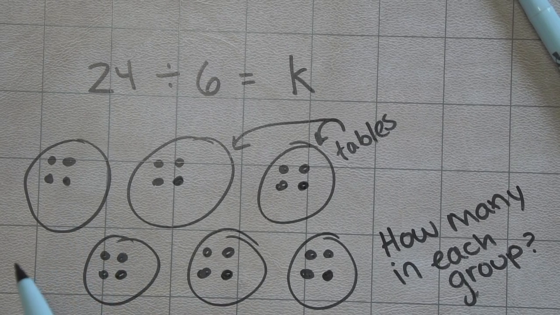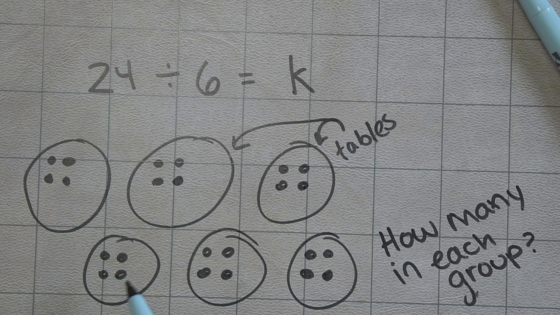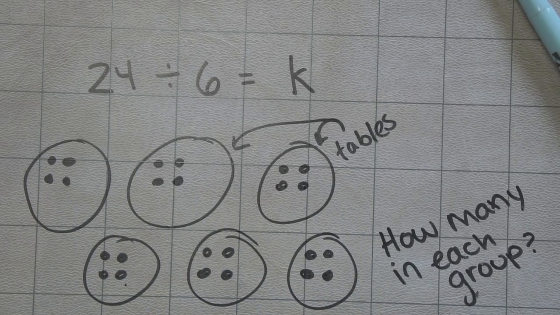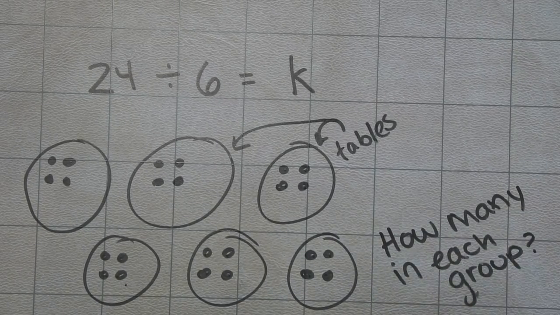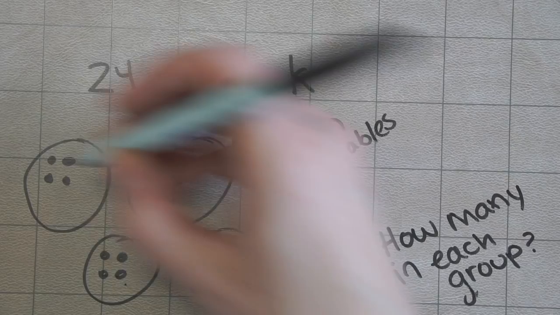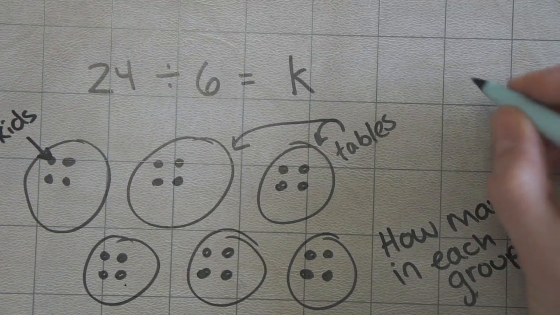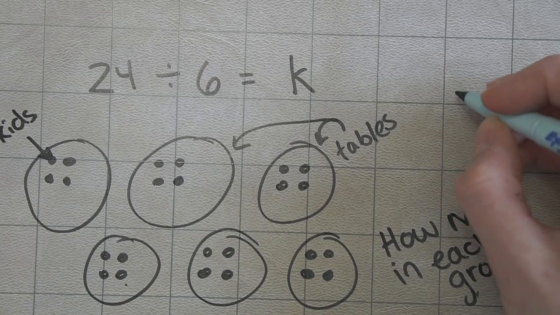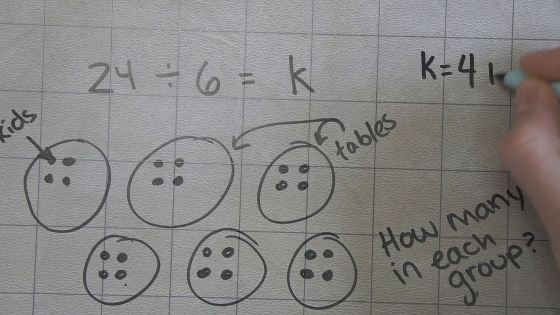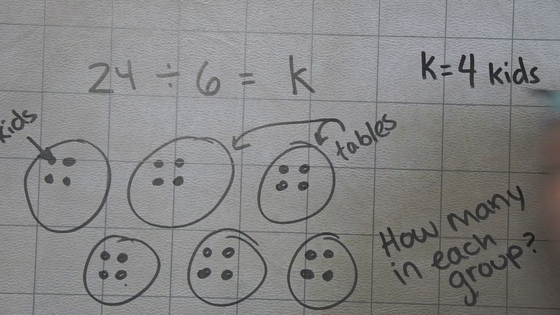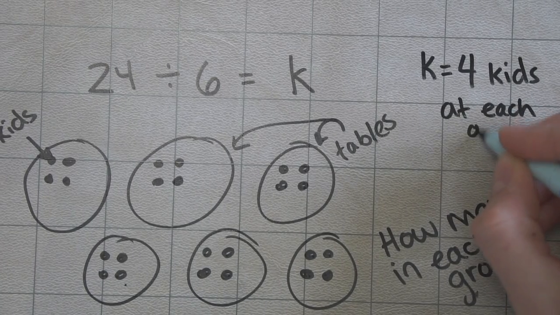There's 4 kids at each table right now. 4, 8, 12, 16, 20, 24. Every kid has got a spot at a table group. Before I'm done, I need to label that the circles are kids, and I need to write my answer. K equals 4 kids at each group.